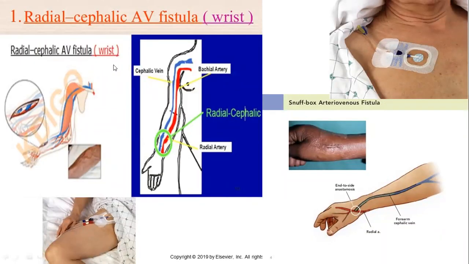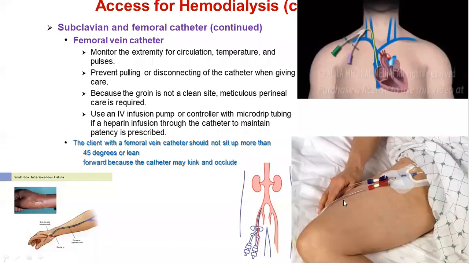In this picture, I already explained, but I'm just going to recap a little bit. This is the subclavian catheter, this is the femoral catheter, and this is the fistula. The fistula is between the radial artery and cephalic vein. In this picture, you can see the incision is done and the artery and vein are joined together, which is called a radiocephalic fistula, like this picture. Next, the femoral vein catheter. We're just going to focus here on the femoral vein.